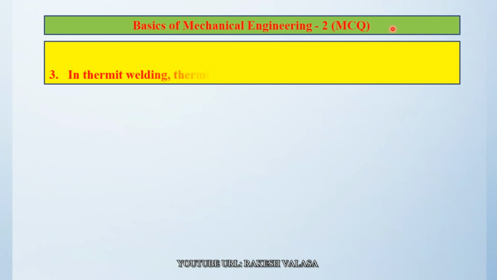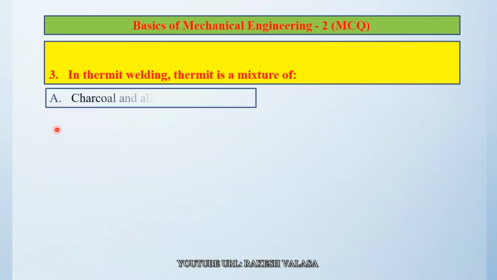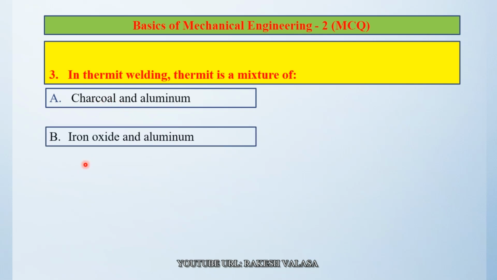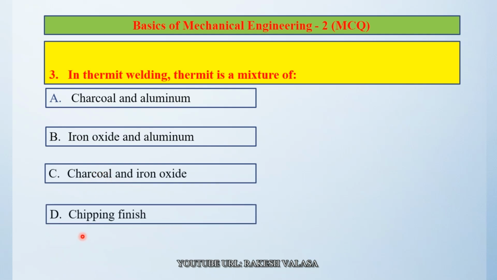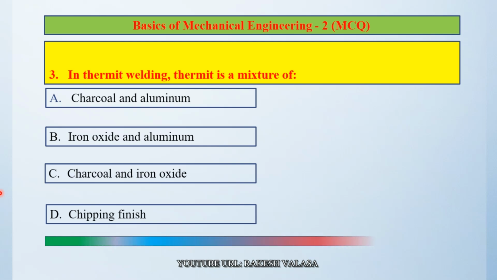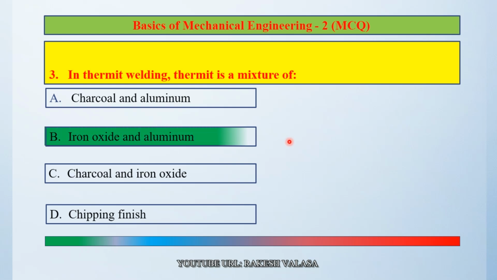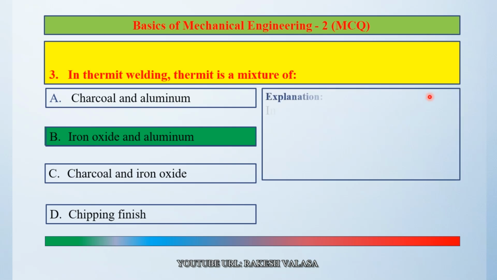Question number 3. In thermite welding, thermite is a mixture of option A, charcoal and aluminium, option B, iron oxide and aluminium, option C, charcoal and iron oxide, option D, chipping finish. The correct answer is option B, iron oxide and aluminium. Let us see the explanation.